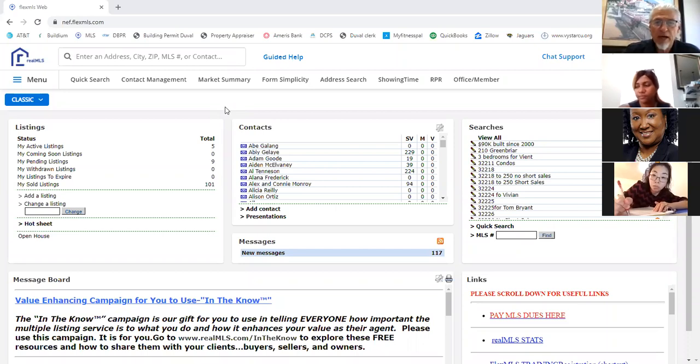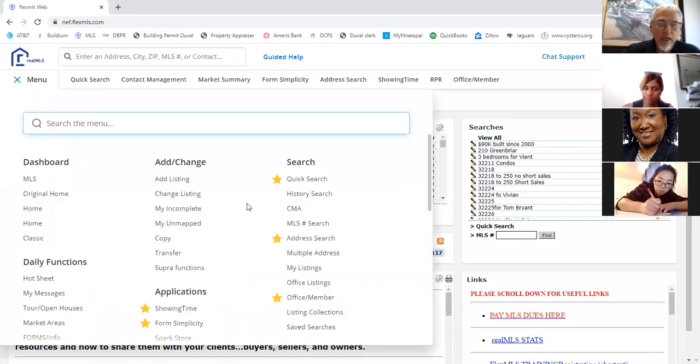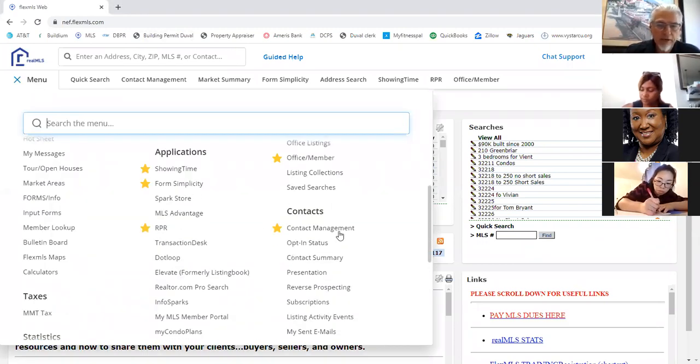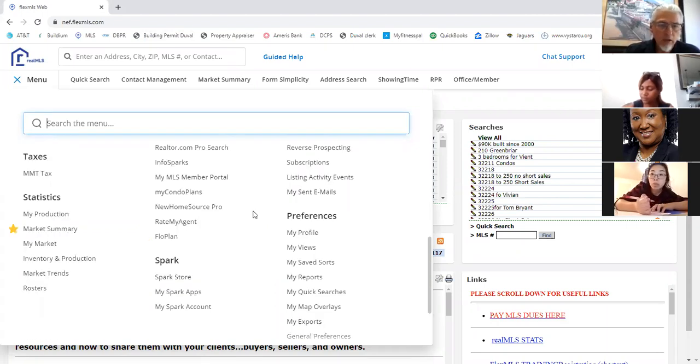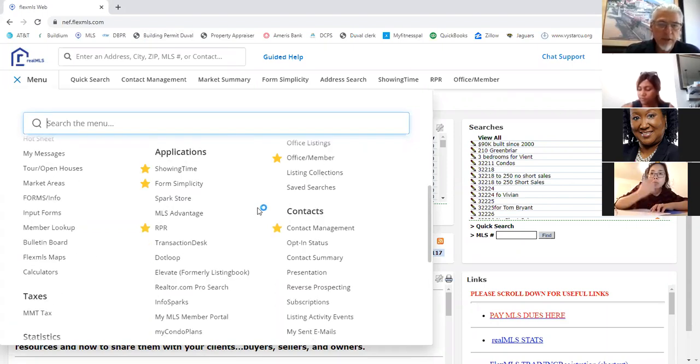And I'm going to give this same introduction that I give in my class. Most of you have heard it, some of you haven't. When you're in the MLS and you want to start a contract, you can go to menu and you can go to contracts, or excuse me, where is it in the menu? It is under applications.